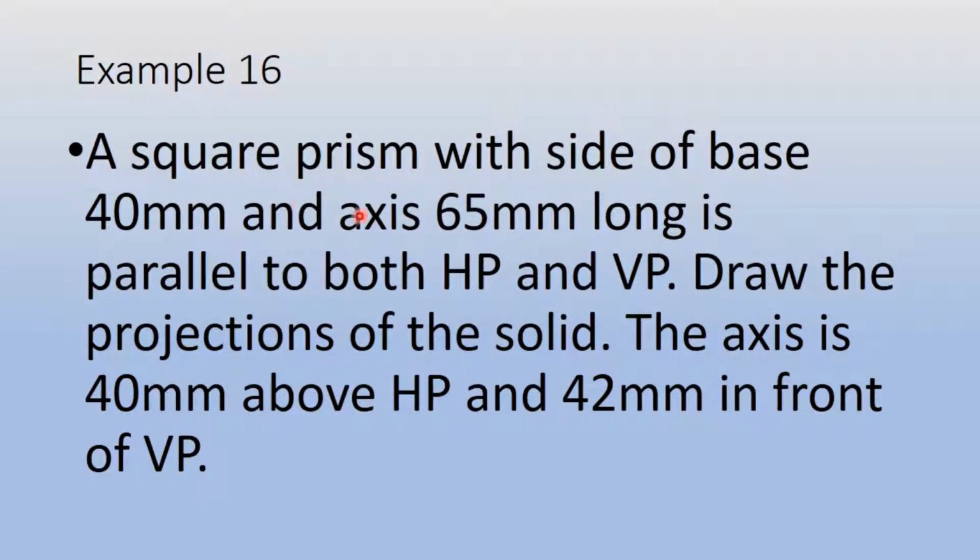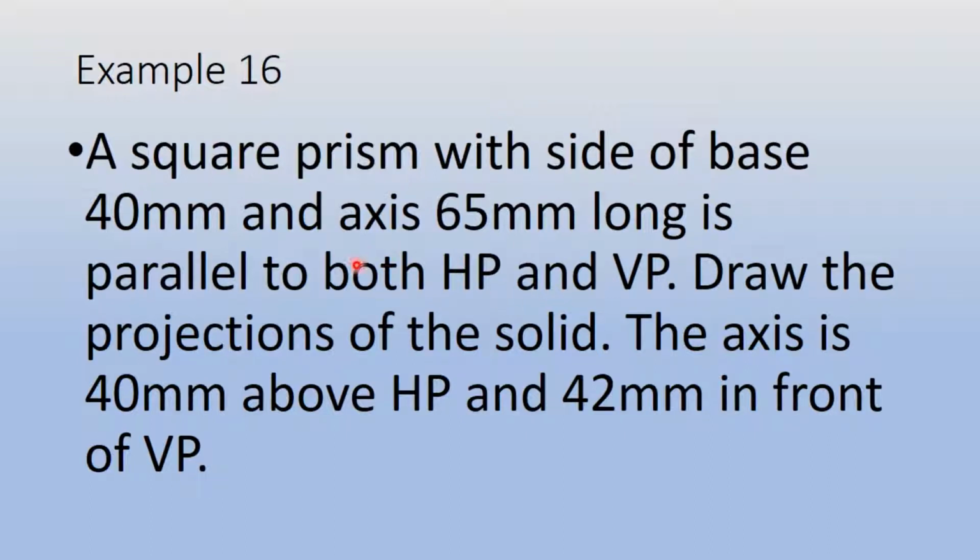Example 16. A square prism with side of base 40 mm and axis 65 mm long is parallel to both HP and VP. Draw the projections of the solid. The axis is 40 mm above HP and 42 mm in front of VP. So here we have a square prism which is parallel to both the planes.